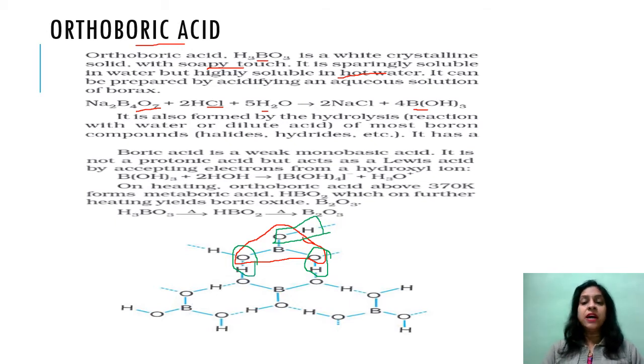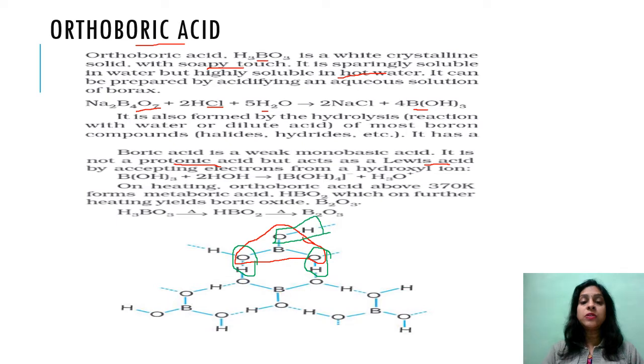So these are joined with hydrogen bonds. And as you can see here in the figure, boric acid is a weak acid, basically a monobasic acid, because BOH3 has one OH, और वो हम कैसे बोल सकते हैं कि it is not a protonic acid, H positive ions नहीं release करता, but acts as a Lewis acid.